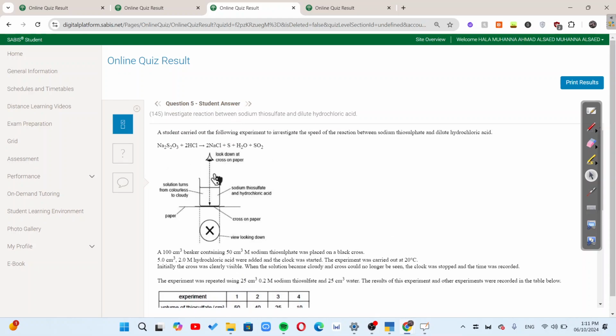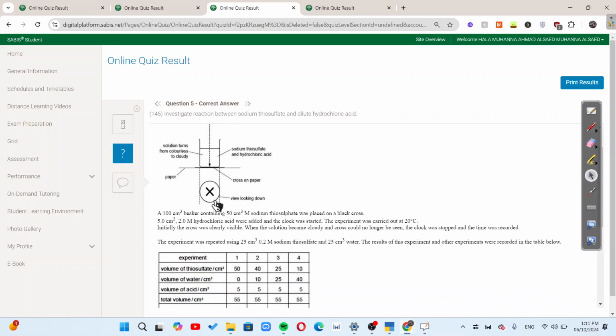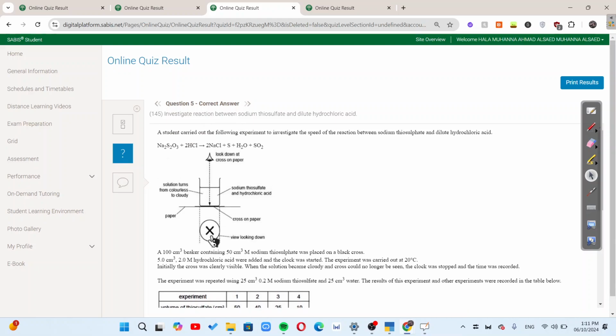Okay, so this question is in your CQDs, so it shouldn't be that hard, and it's really easy. What's happening here is you have this experiment between thiosulfate and hydrochloric acid. They're telling you that this is your reaction, and you have this person looking down at a cross on the paper. Whenever you add the reactants together, it will turn cloudy, which means it's going to cover up the X. You can't see anything. It becomes opaque. It's not transparent anymore.